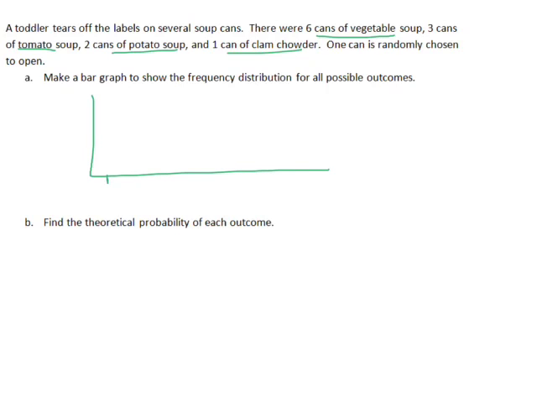So we're going to need a bar for veggie, a bar for tomato, a bar for potato, and a bar for clam chowder. Now I need to have my labels along the y-axis. So 1, 2, 3, 6. Okay, now I just need to make my bars.